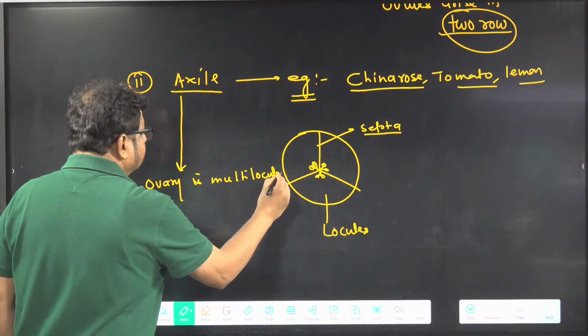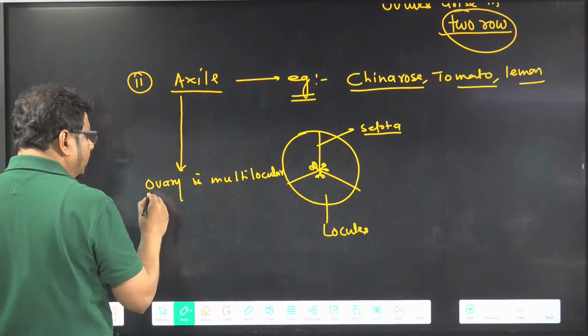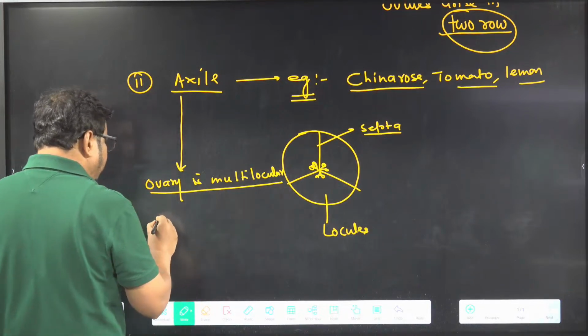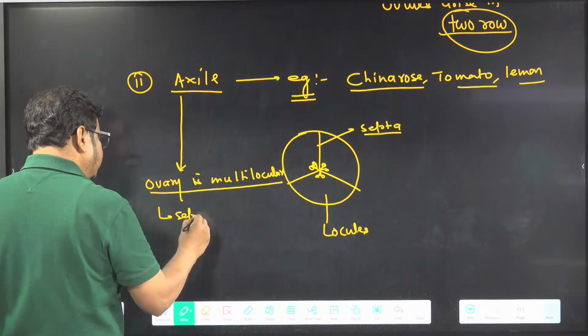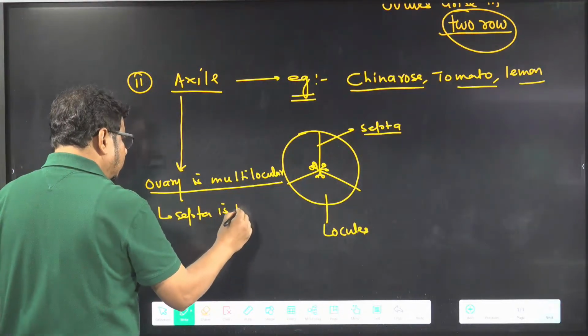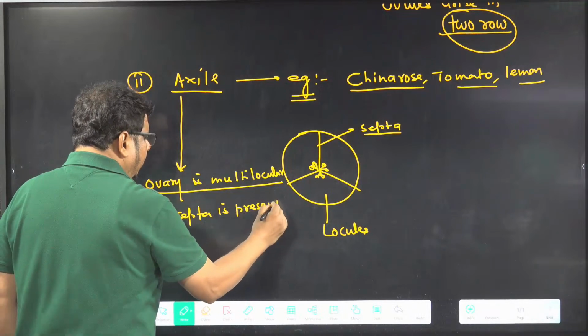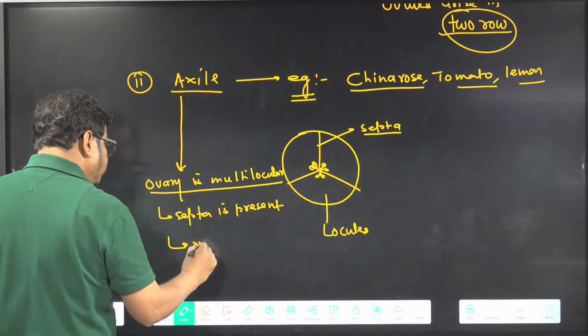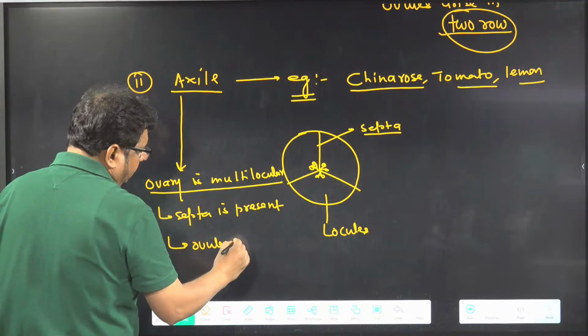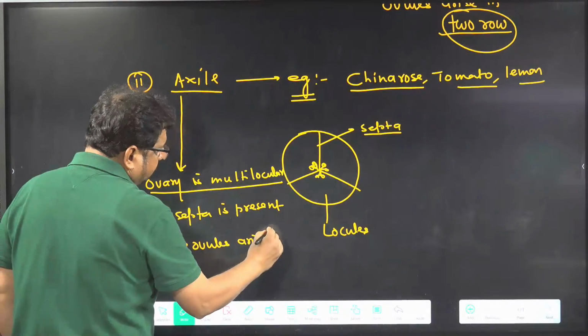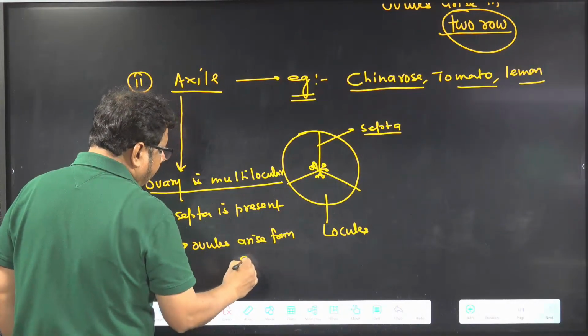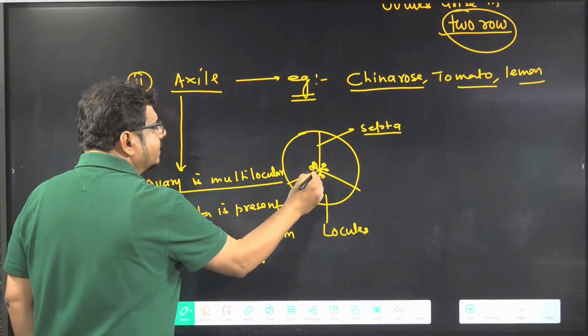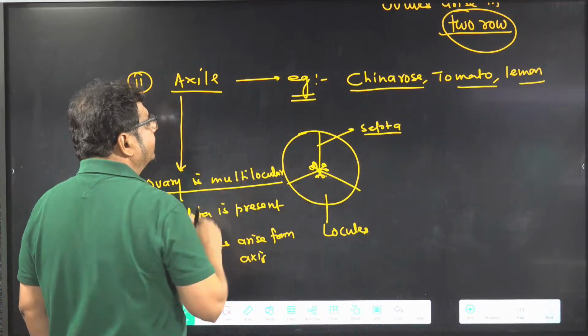More than one chamber is there, so that is the reason it is multilocular. Septa is present. And ovules arise from the central axis. Arise from the axis. These are the axes. From here, ovules are arising.